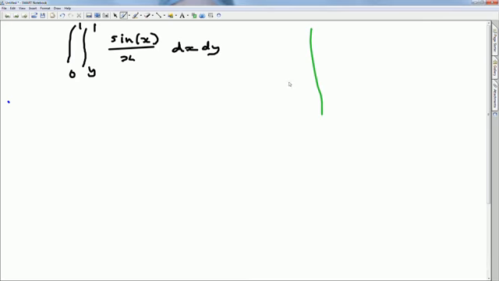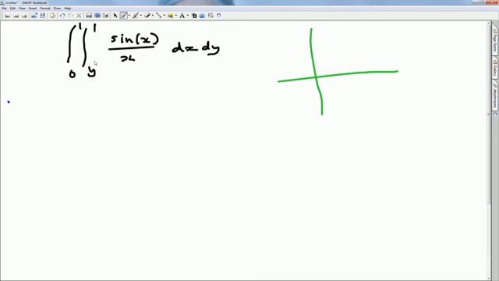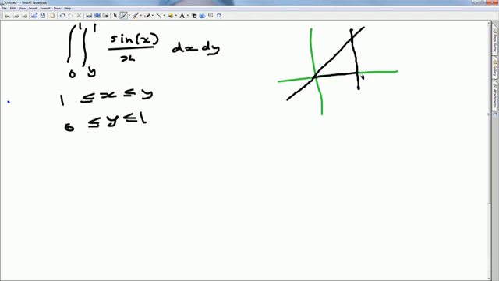So what we're doing is I'm going to draw a picture of what the region looks like. The inside limits here pretty much suggest that x is between y and 1. So I'm going to draw the line x equals y, which is the line y equals x, and the line x equals 1. So I know it's between those two curves, essentially. And then I also know that y is between 0 and 1. So therefore the region I've got is this triangle here.